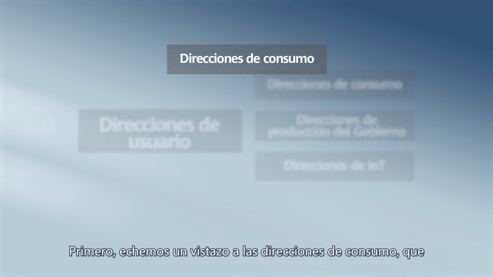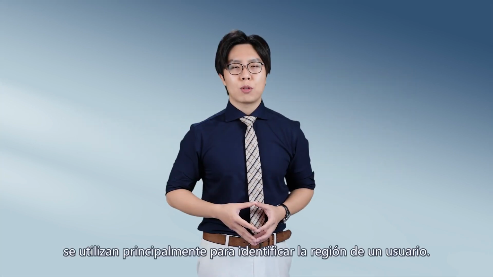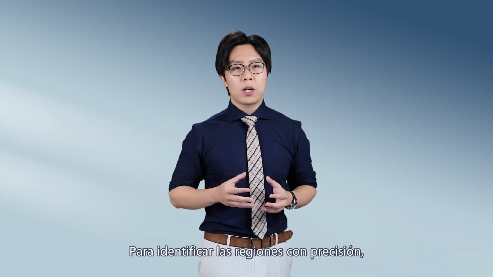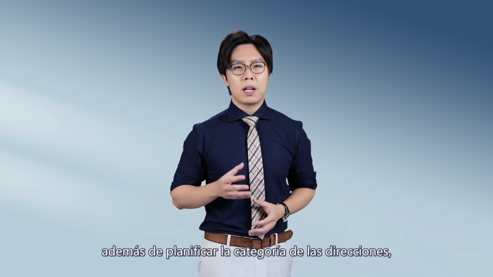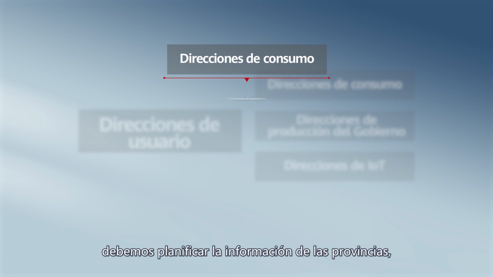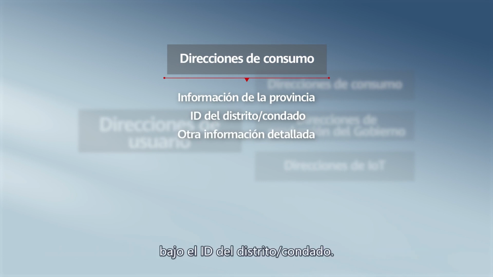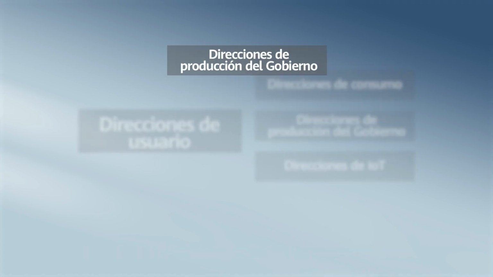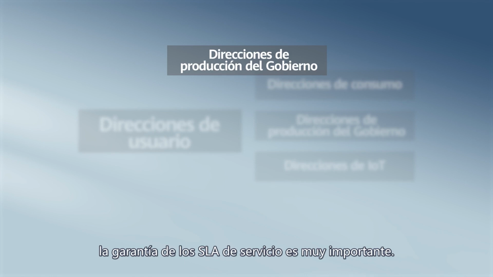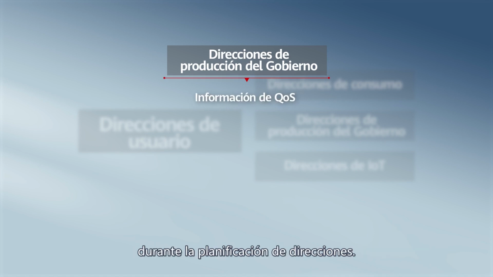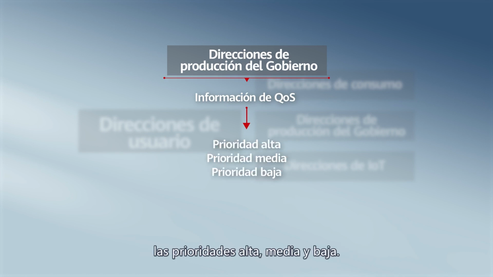First, let's look at the consumption addresses, which are mainly used to identify a user region. To accurately identify regions, in addition to planning the address category, we need to plan the province information, the district or county ID under the province information, and other detailed information under the district or county ID. For government production addresses, ensuring service SLAs is very important. As such, we need to specify the queue information during address planning. This classifies addresses into high, medium, and low priorities.